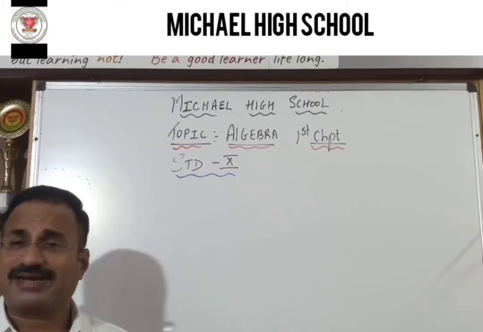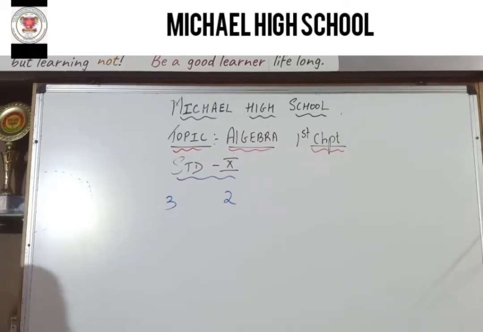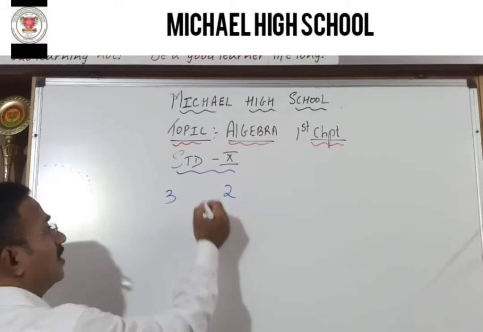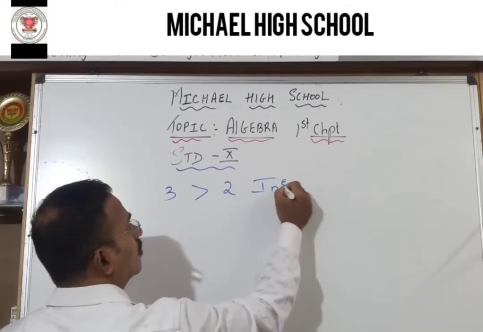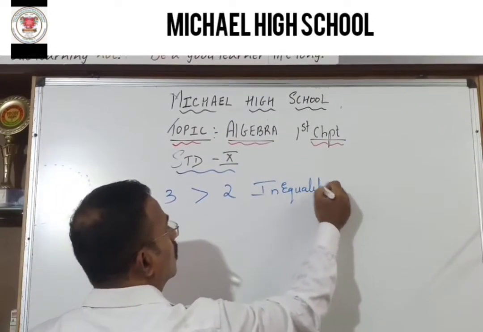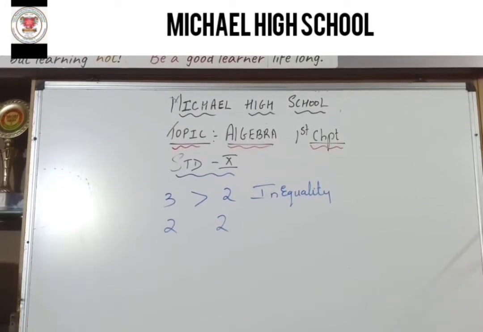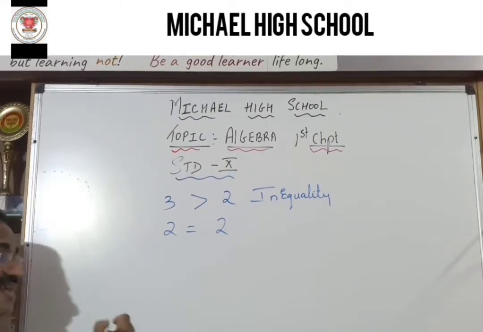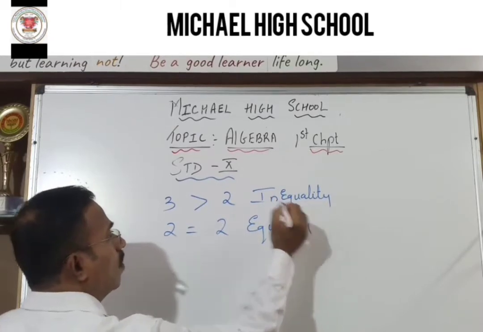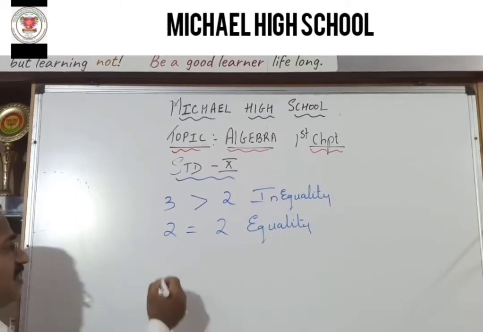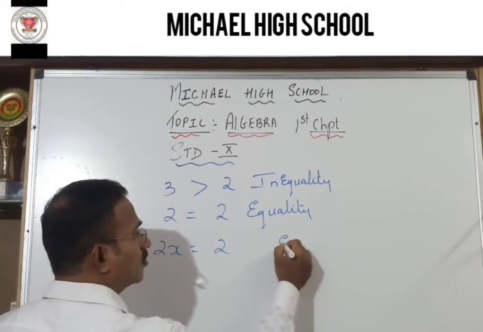Now I want you to pay attention. Is 3 big or 2 big? You always say 3 is big. So 3 is greater than 2. This is called inequality. Now is 2 big or 2 big? You will say both are big. Both are equal. So this is called equality, my dear students.